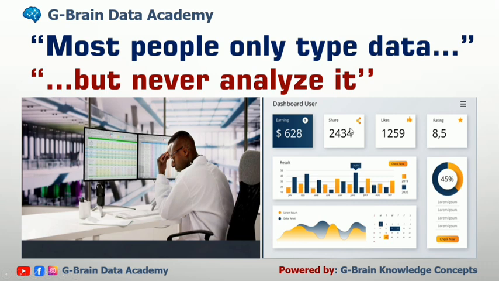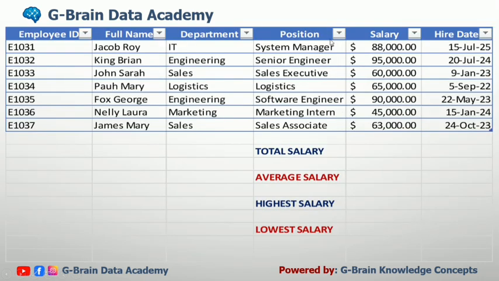The share, 2,434, the likes, 1,259, and the rating, which is like 8.5 for the rating. Different categories of ratings we have here. So now, the next thing we're going to do is to look at an example of how we can do some calculations in Microsoft Excel.